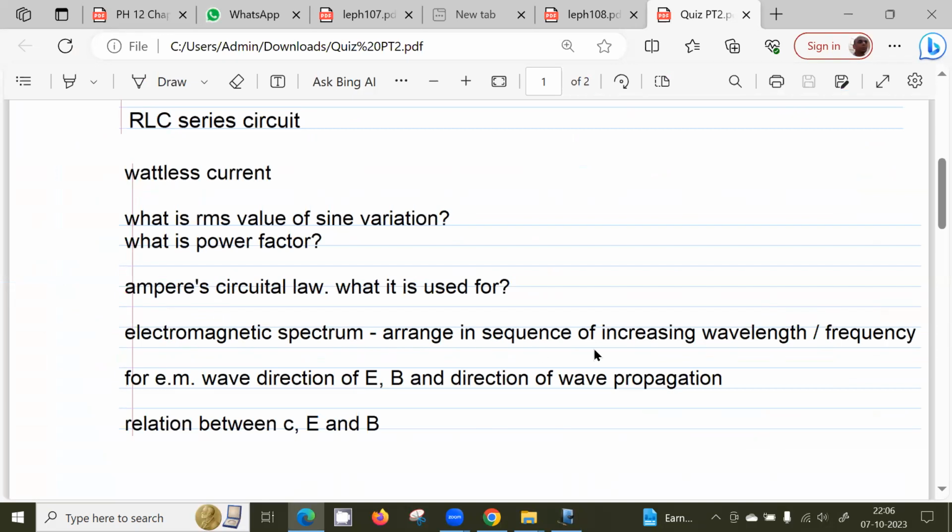So for the electromagnetic spectrum, you should know how to arrange the different regions in the sequence of increasing wavelength or increasing frequency.